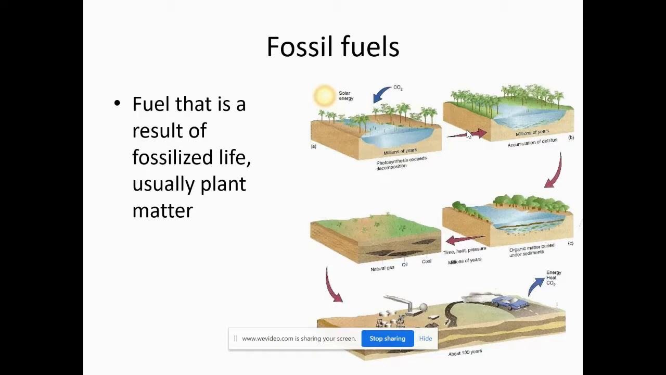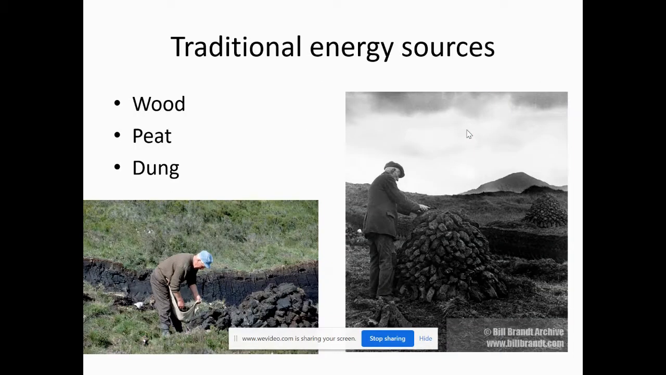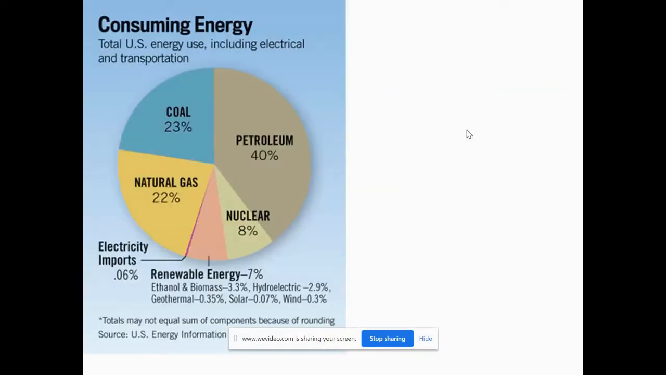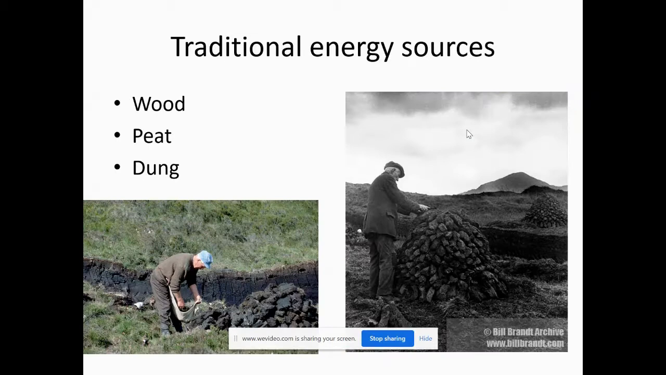Fossil fuels are a result of fossilized plant life and plant matter. And the fossil fuels that they often talk about, those would be coal, petroleum, and natural gas. Coal, petroleum, natural gas. A traditional energy source is often called biomass. It's wood, peat, and dung. These are burning plant matter.